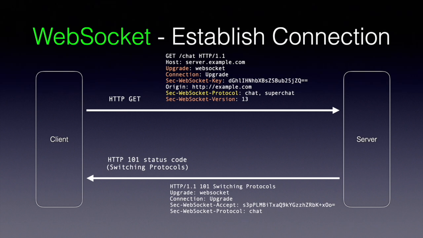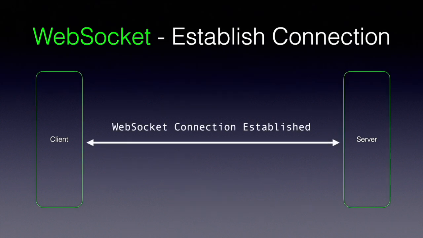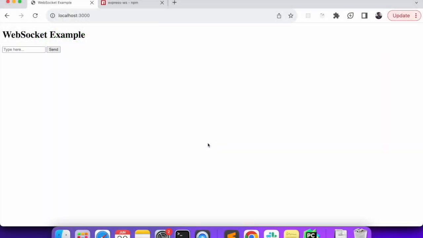Now once the server returns HTTP 101 status code, that means the protocol has been upgraded from HTTP to WebSocket. So the WebSocket connection is now established, and now the client can send any message to the server, and the server can send any message to the client anytime. So I will go over this WebSocket example to show WebSocket handshake and data transfer in action.